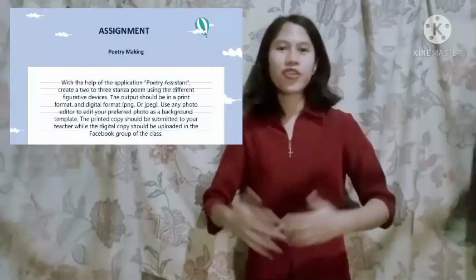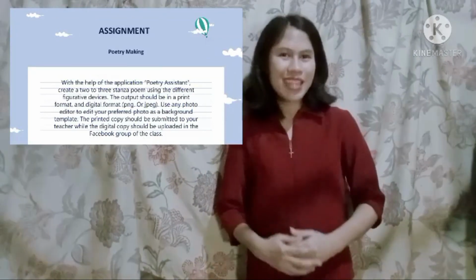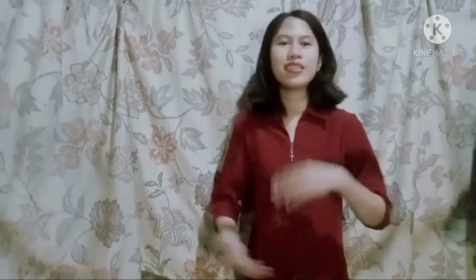For your assignment, with the help of Poet Assistant, create a 2 to 3 stanza poem using the different figurative devices. The output should be in a print and digital format. You can use any photo editor to edit your background template. The printed copy should be submitted to me, and the digital copy should be uploaded in our Facebook group.